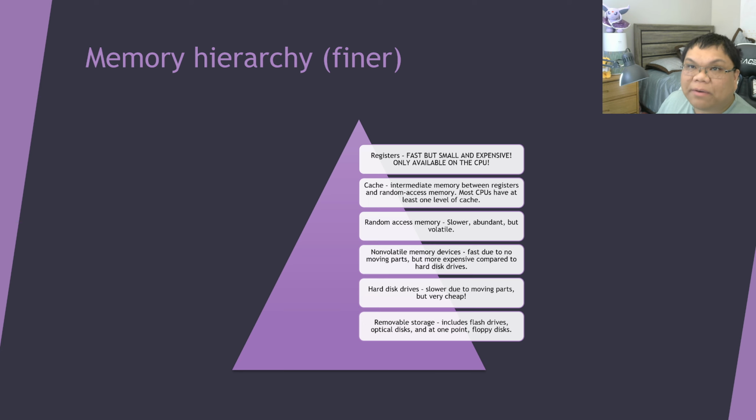Hard disk drives are cheaper, but they have a risk of failure because of all the moving parts inside. I also included removable storage. That includes flash drives, optical disks, and at one point floppy drives.